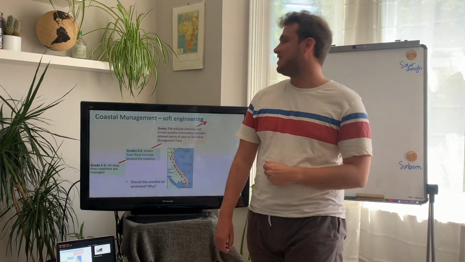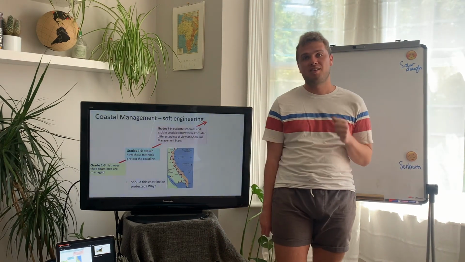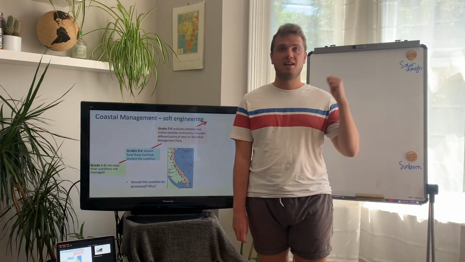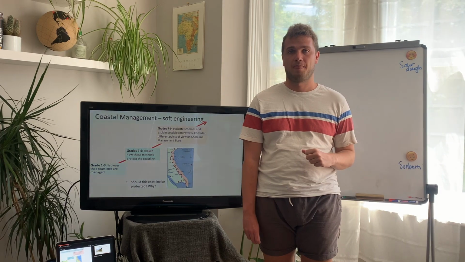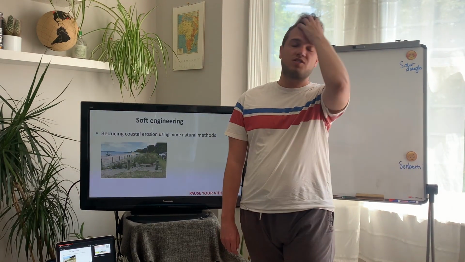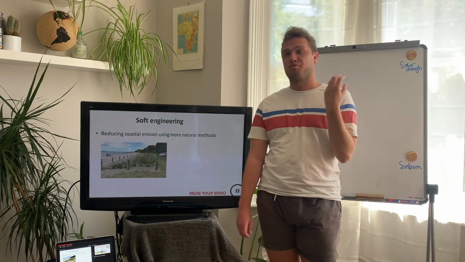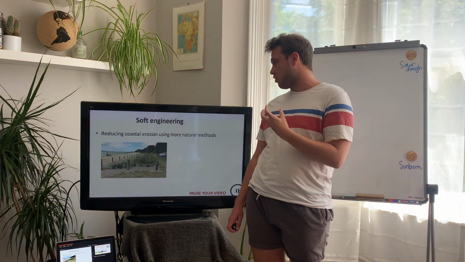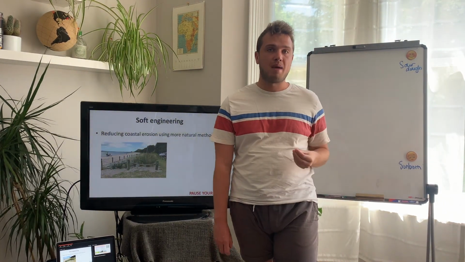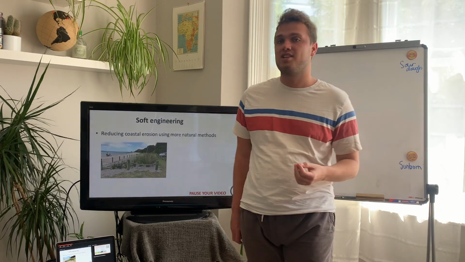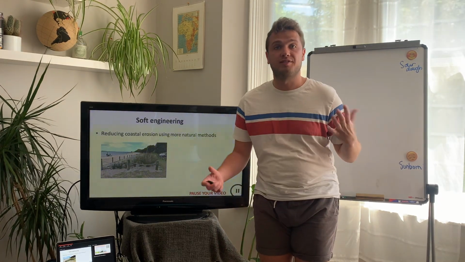So the title in your books today is Coastal Management: Soft Engineering. Please can you make sure you all write that in, underline it with a ruler. So as I mentioned, soft engineering is reducing the process of coastal erosion, but using more natural methods. So not using this hard engineering, but using more natural, softer strategies.